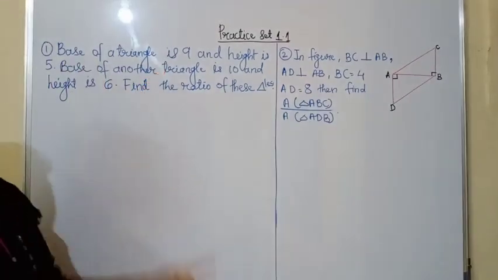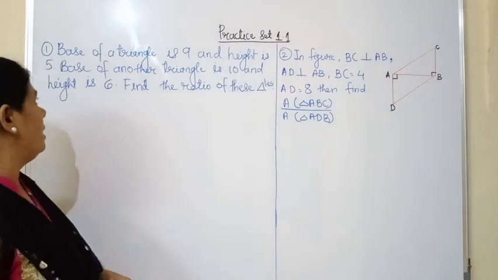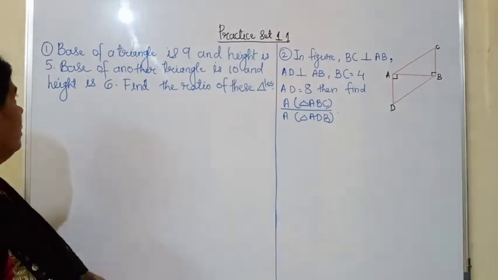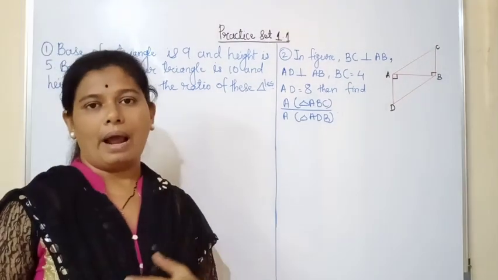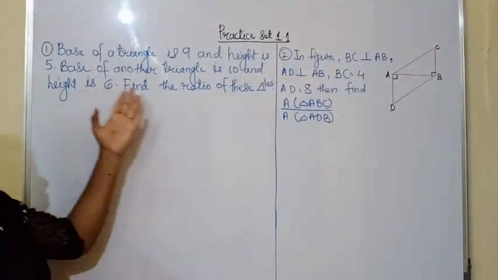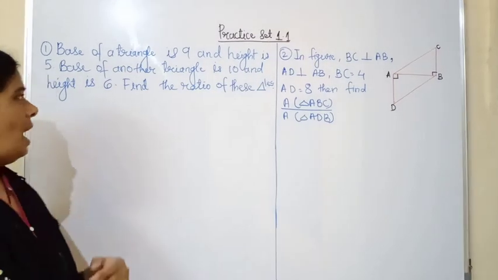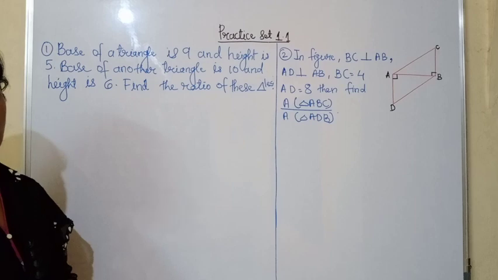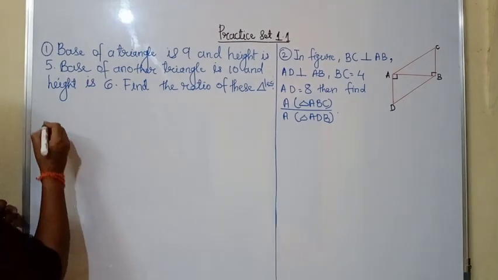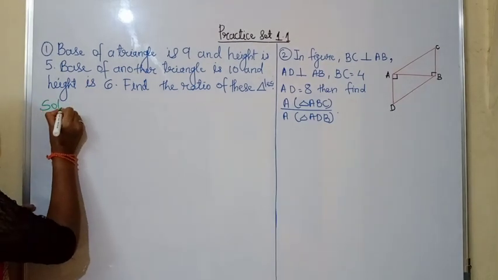The base of one triangle is 9 and its height is 10. Sorry, not 10, but the height is 5. Base of a triangle is 9 and height is 5. Then base of another triangle is 10 and its height is 6. Find the ratio of these triangles. Okay, so now solution. What we have to do now?